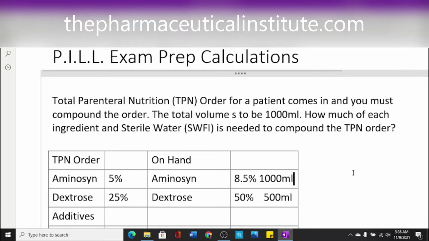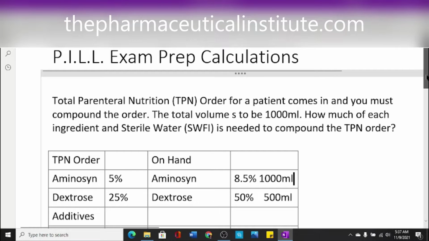We have a total parenteral nutrition, also known as a TPN order, for a patient that comes in, and you must compound the order. The total volume is to be 1,000 milliliters. How much of each ingredient in this TPN and sterile water is needed to compound the TPN order?